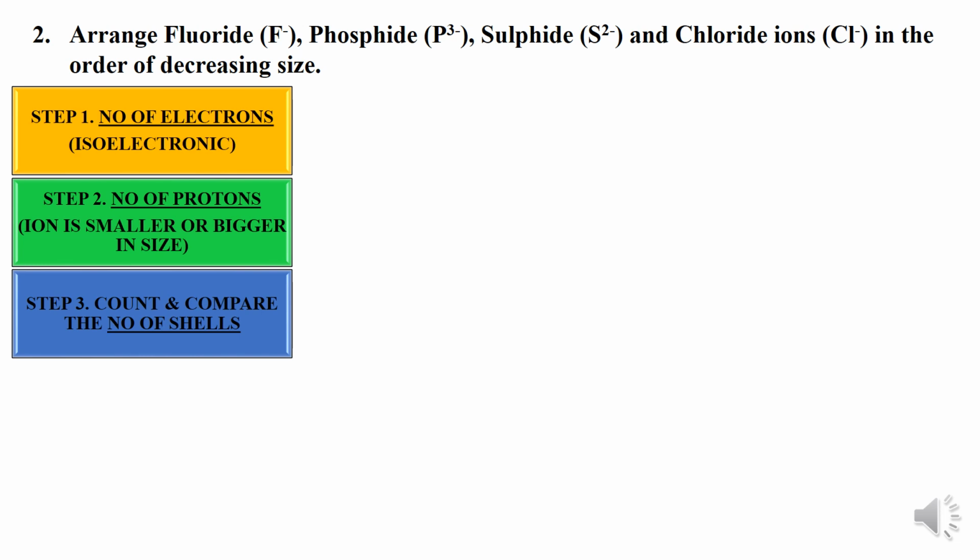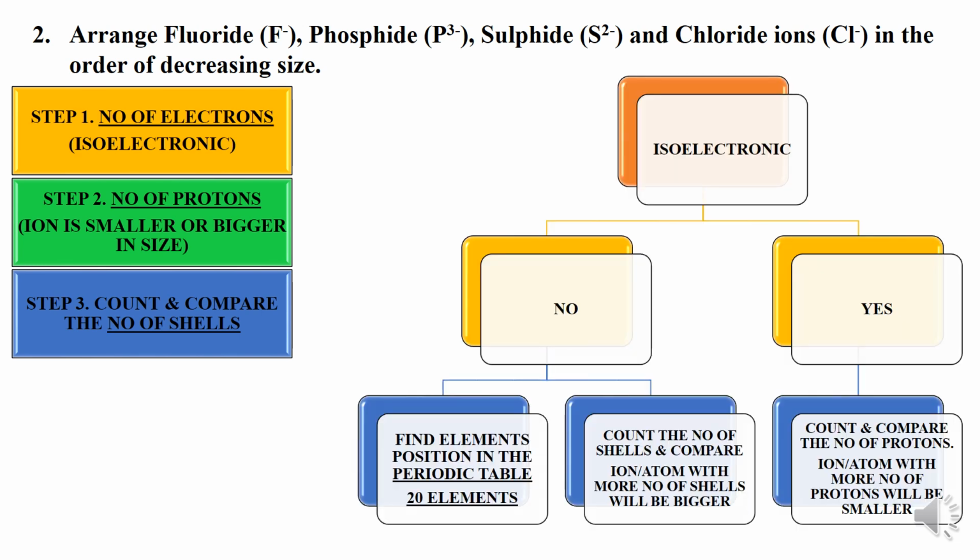Now, if you're not comfortable with these 3 steps, you can use this particular scheme. If the given series of ions are isoelectronic, you can count and compare the number of protons, and the ion or atom with the more number of protons will be smaller. If the given series are not isoelectronic, then you have to find the element's position in the periodic table, and after that count the number of shells and compare.